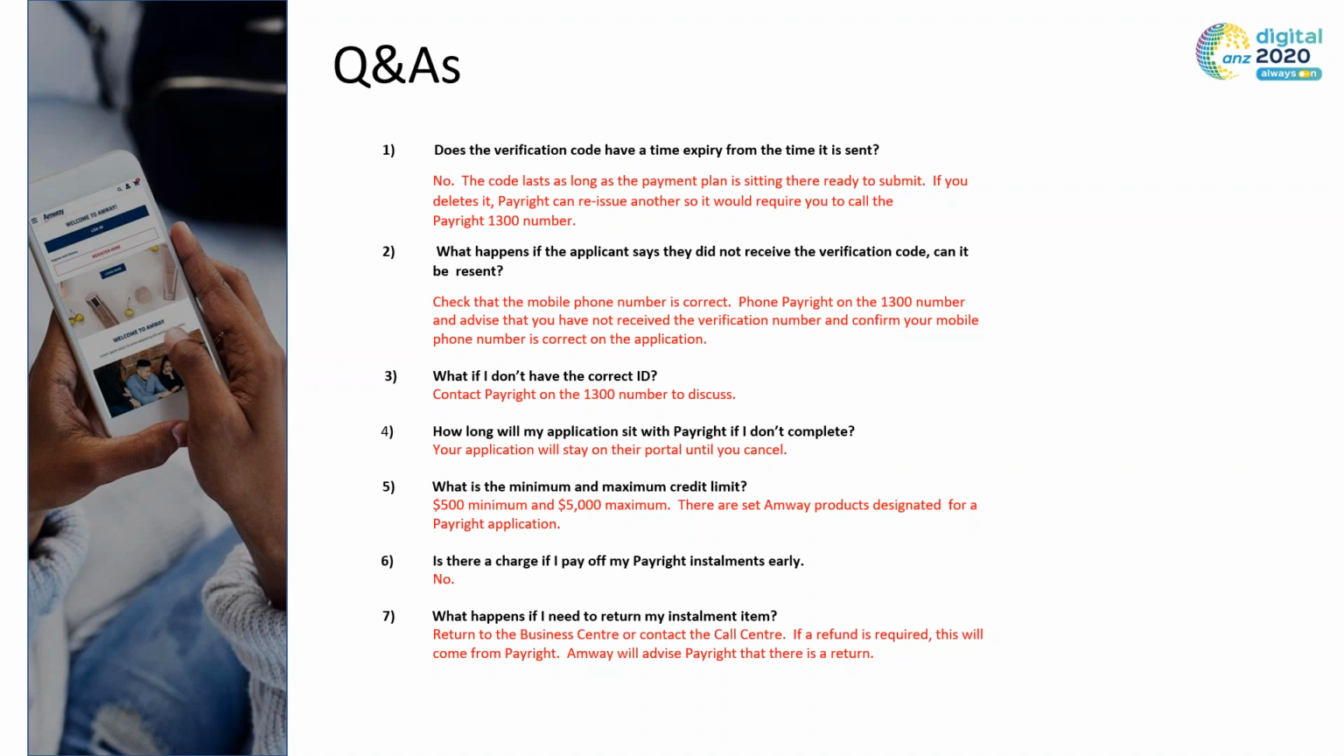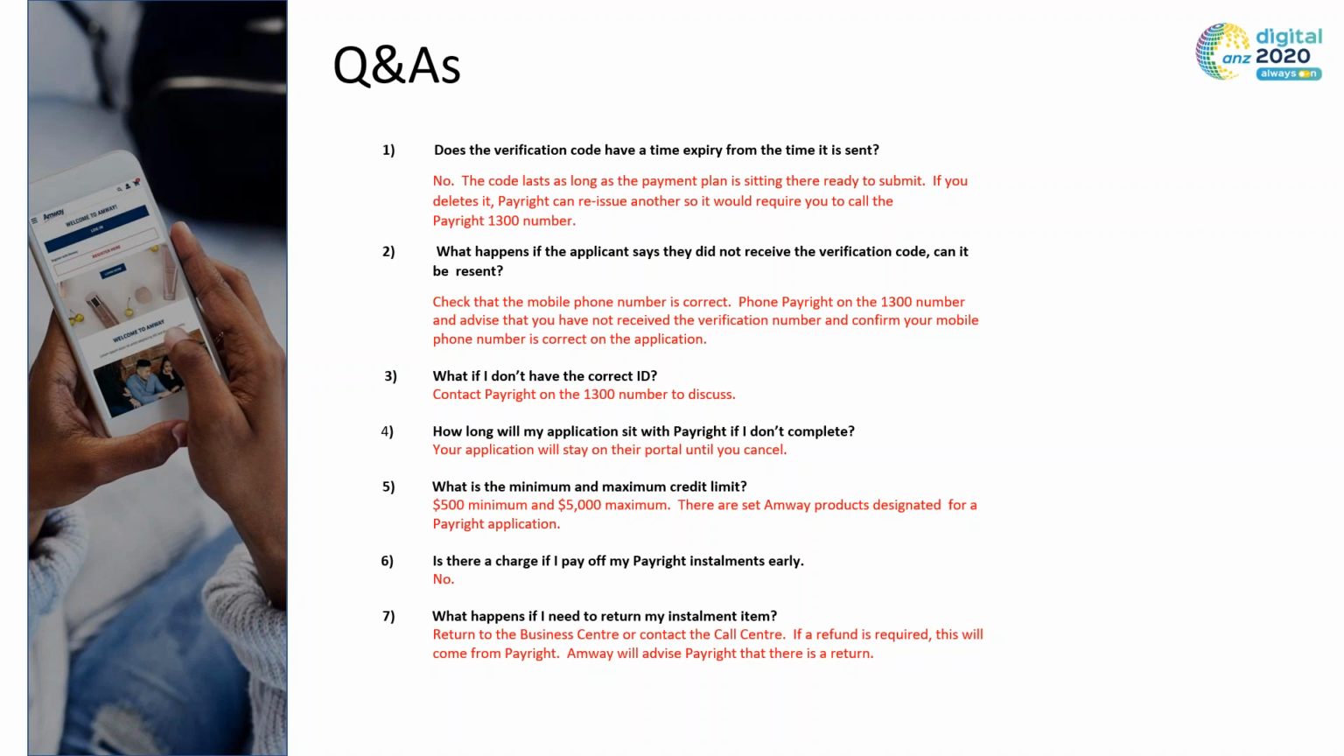What if I don't have the correct ID? Well, PayRight have stipulated that you need an Australian driver's license or Australian passport if you're applying in Australia, and a New Zealand driver's license or a New Zealand passport if you're applying in New Zealand. How long would my application sit with PayRight if I don't complete it? Well, your application is going to stay on their portal until you cancel it.